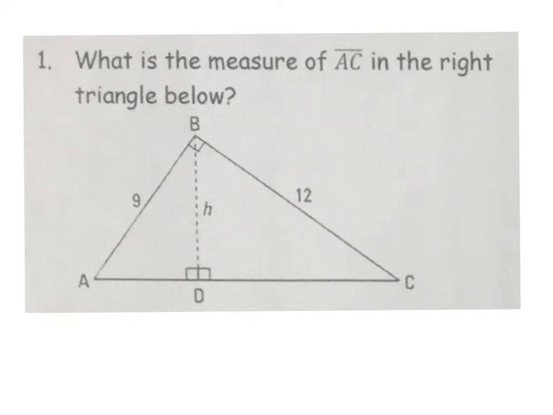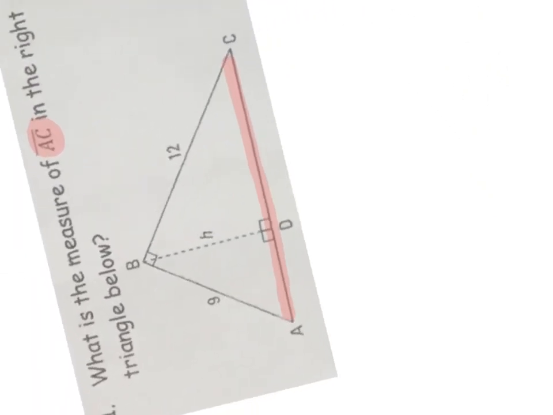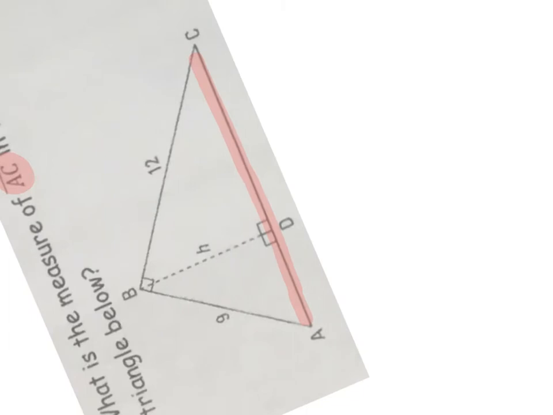Okay, this is homework number 2. Number 1 says, what is the measure of AC in the right triangle below? So what we're looking for is this measurement all the way across here. If I turn this to where it looks like the right triangle, like what we've seen, which is right here.